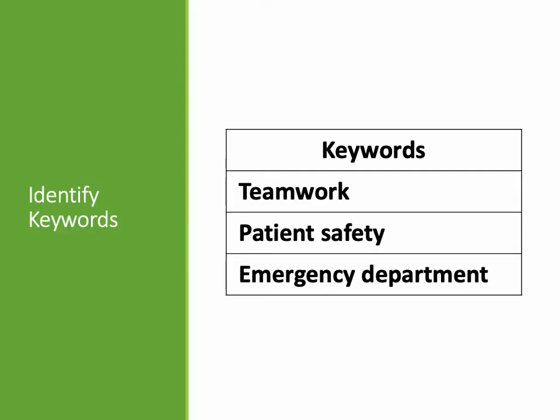So in my particular research question, my keywords are teamwork, patient safety, and emergency department. And what that means is when I retrieve articles, I want to make sure those three main ideas are discussed in that article.